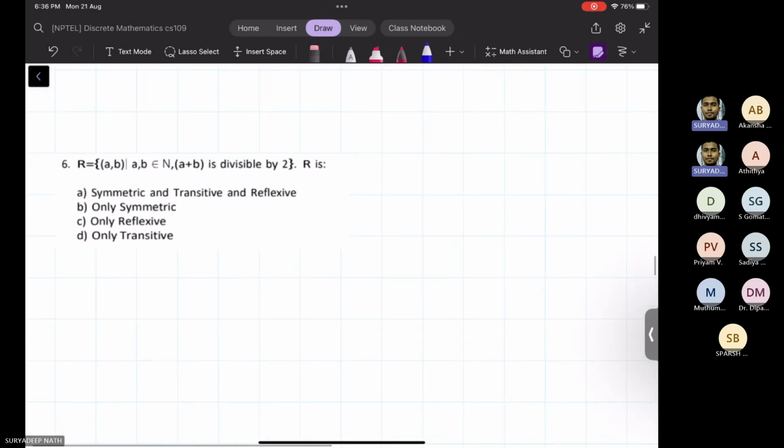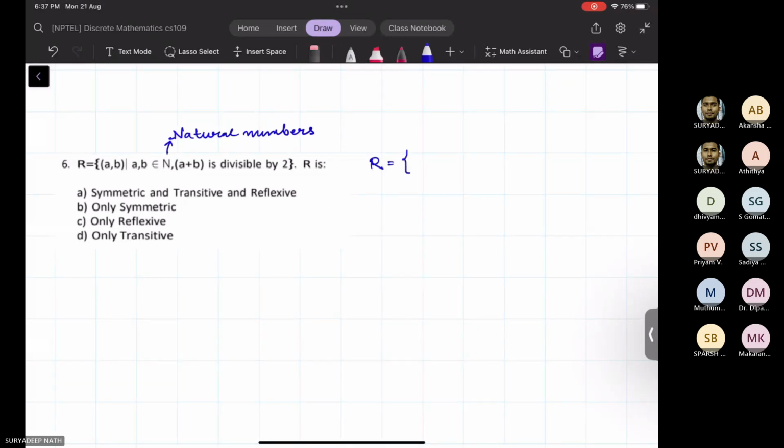So we have a relation R, where A and B belong to natural numbers. This N stands for natural numbers, and the relationship is given that A and B are related if A plus B is divisible by 2. Let us take some examples of what could be present in R. I'll pick some random elements, you tell me whether they are present in R.